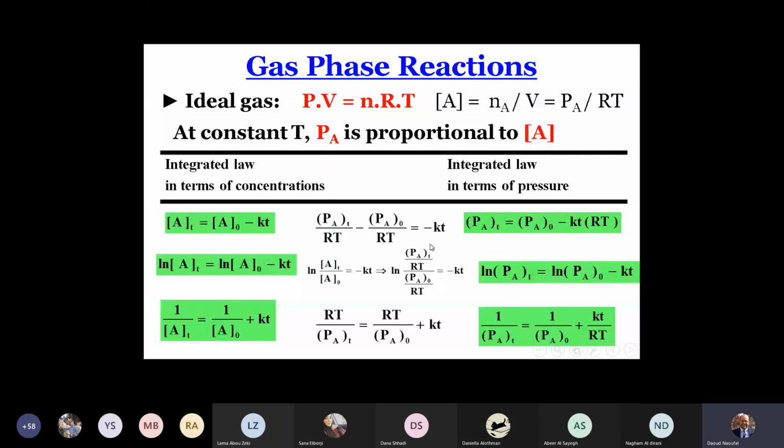For the relation ln [A]t equals ln [A]0 minus kt, we can write ln [A]t minus ln [A]0, which is ln of [A]t divided by [A]0, equals minus kt. So ln of PA divided by RT over PA0 divided by RT equals minus kt. So we cancel RT and we obtain ln PA(t) equals ln PA0 minus kt. Exactly, we have the same form as the integrated rate law according to the concentration.